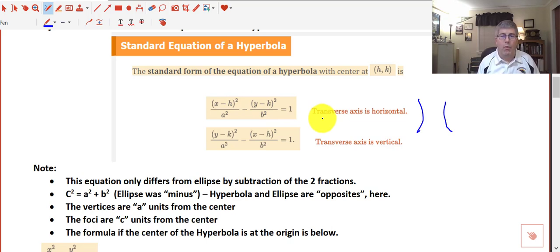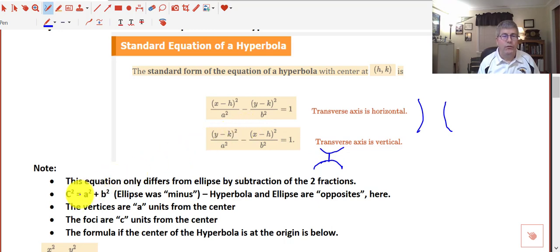And then the y's and the x's flip. The a's stay where they are. So we have y minus k squared over a squared minus x minus h squared over b squared equals 1. And that will be a hyperbola where the branches open up and down, or our transverse axis is vertical. So we lead with our y squared, and our transverse axis looks kind of like the y axis. This equation only differs from an ellipse by the subtraction of the two fractions.